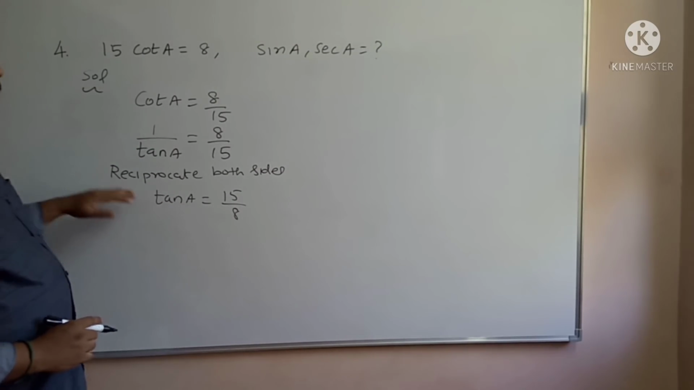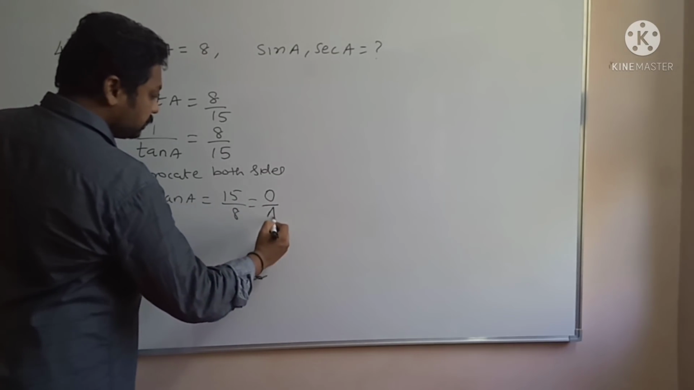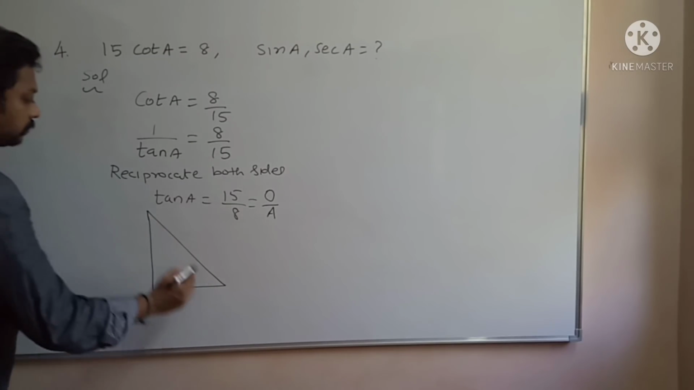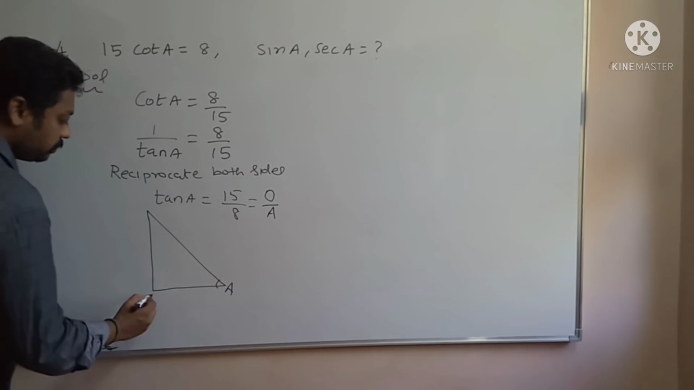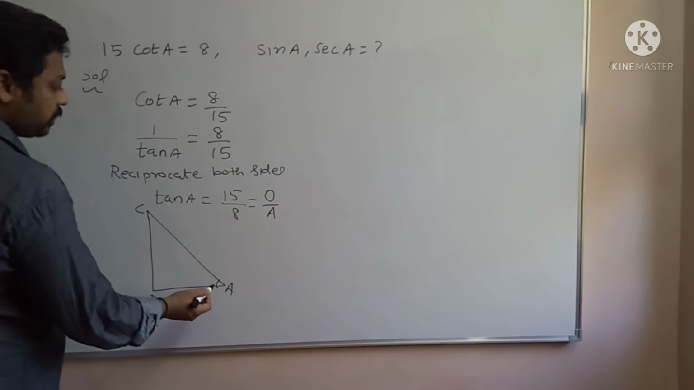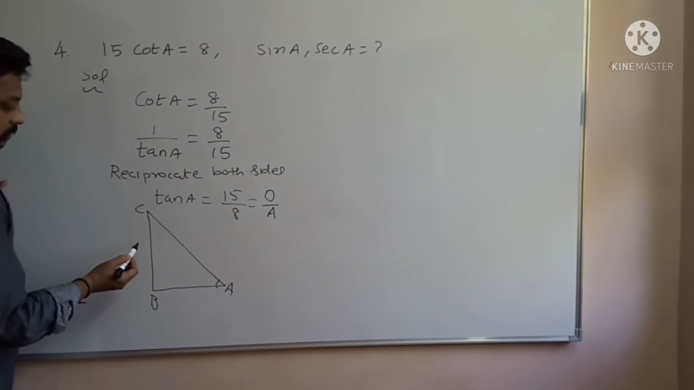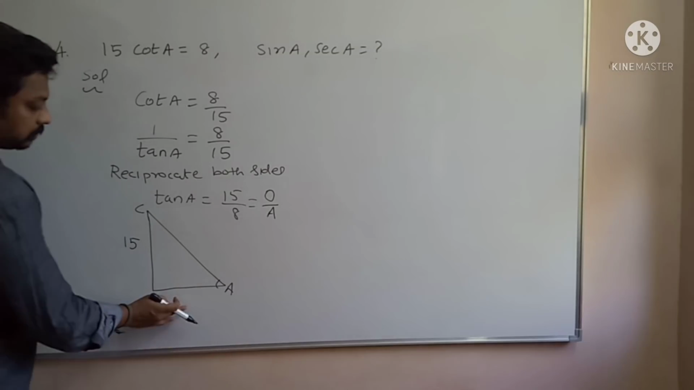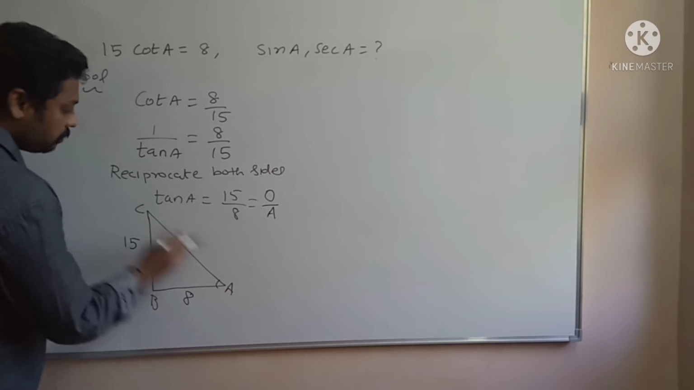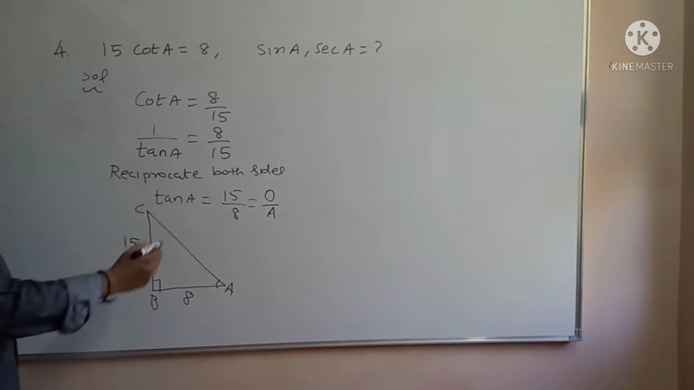Now for tan A we know the formula: opposite side by adjacent side. So we draw a right angle triangle. Let it be angle A, B, C. What is tan A? The opposite side is 15, right? So this is A, and this is the opposite side, 15. This is the adjacent side because this is angle A. Now we don't know the hypotenuse, so we find the hypotenuse using the Pythagoras theorem.